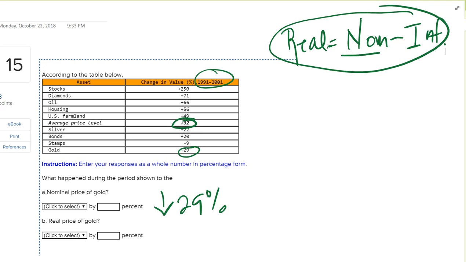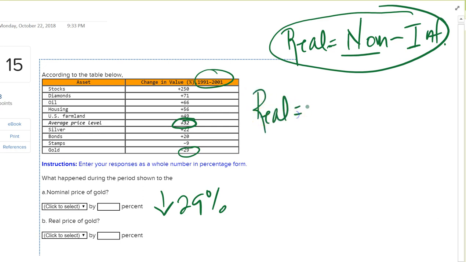It says, what happened in the period shown, the period here is 1991 to 2001, to the nominal price of gold. So here we're just going to read the chart, and we can say, well, the nominal price went down by 29%. That's given to us right there. So no problem with that first one. Then it says what happened to the real price of gold. Well, if we remember that real is the nominal minus the inflation rate, then we just plug in what we know. So we're looking for the real.